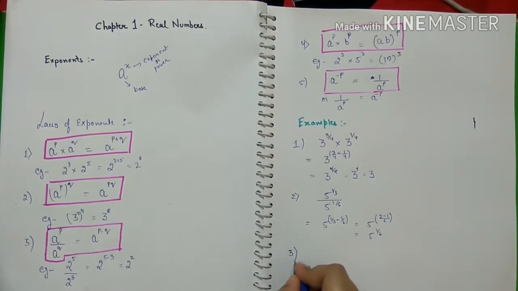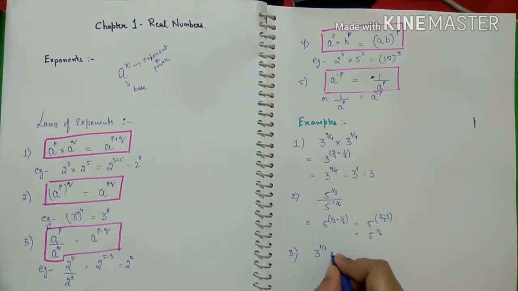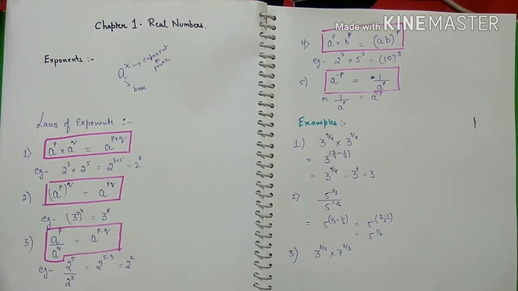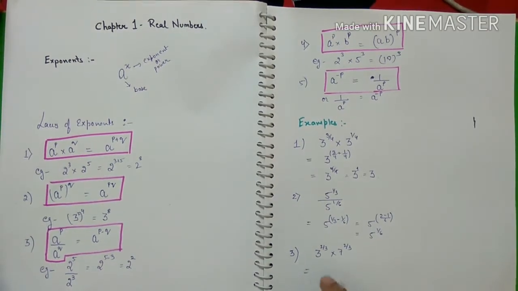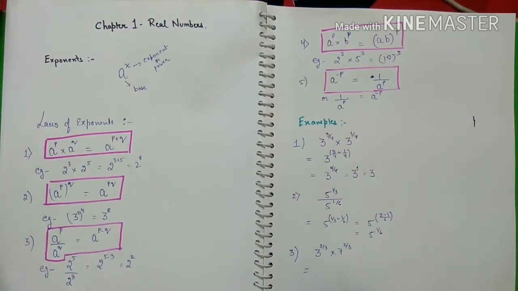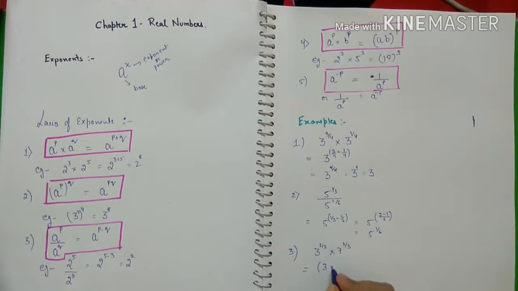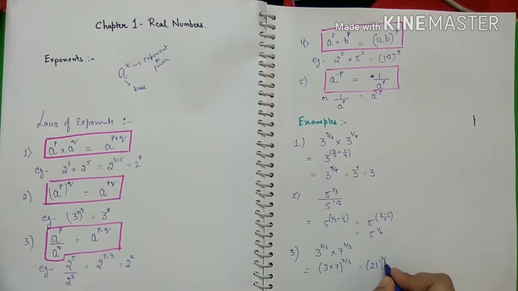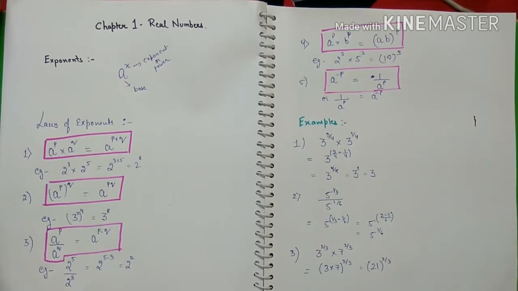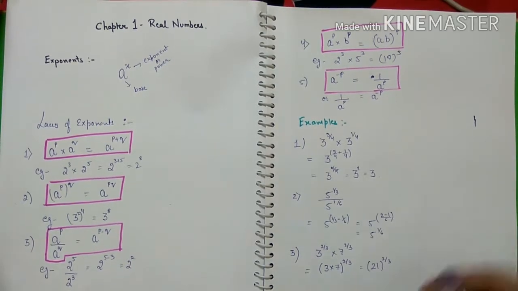Third example, which we will be taking, is 3 raised to power 2 by 3 into 7 raised to power 2 by 3. Which law are we using? Yes, we are using the fourth law here, which says that bases are different but the powers are the same. So we'll take the multiplication of the bases and the power in common outside. So we're left with 21 raised to power 2 by 3. I'll take two more examples with you.